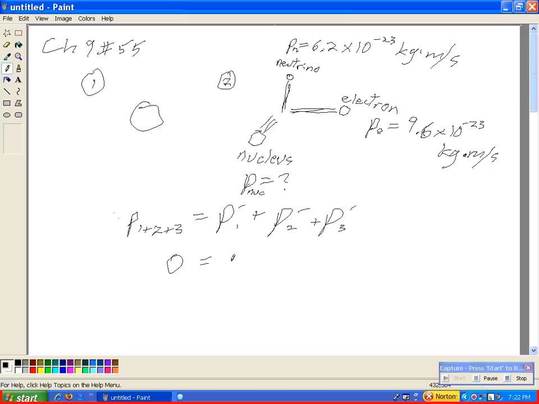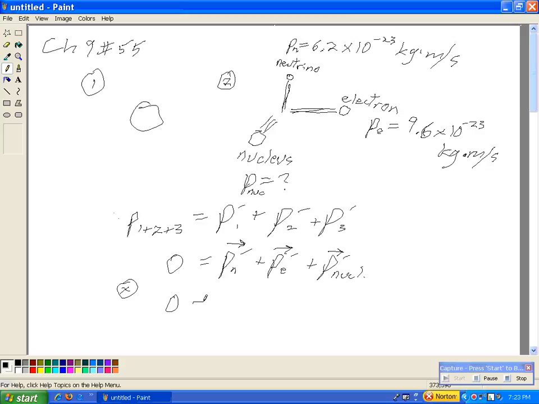So P1, let's call P1 the neutrino, and P2 we'll call the electron, and P3 we'll call the nucleus. Now this is true that their vectors are conserved. So taking that into account, we need to look at the x and y directions of each.